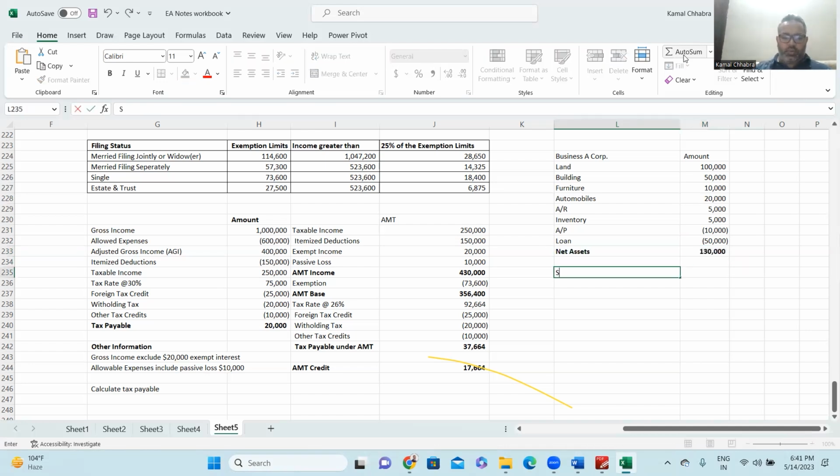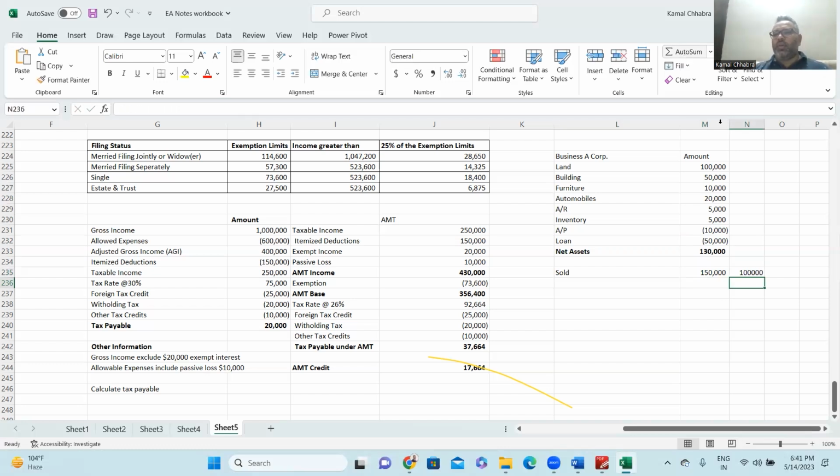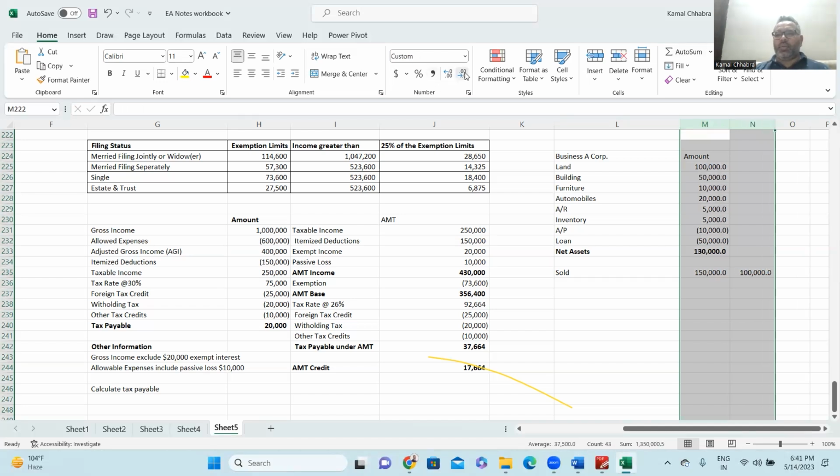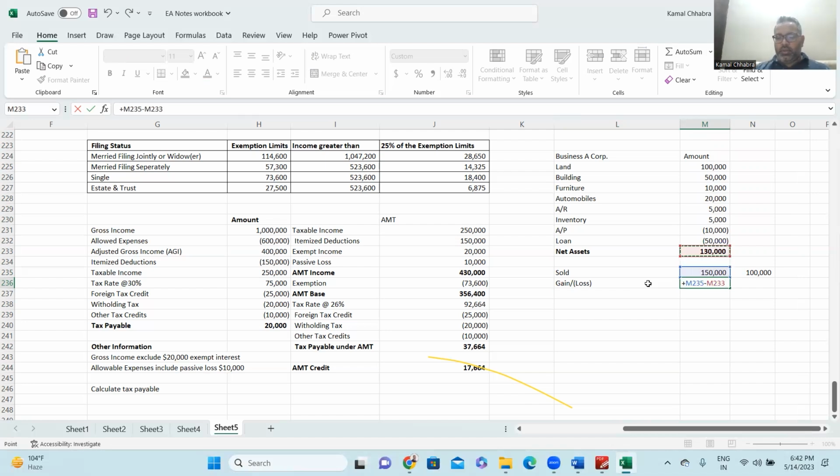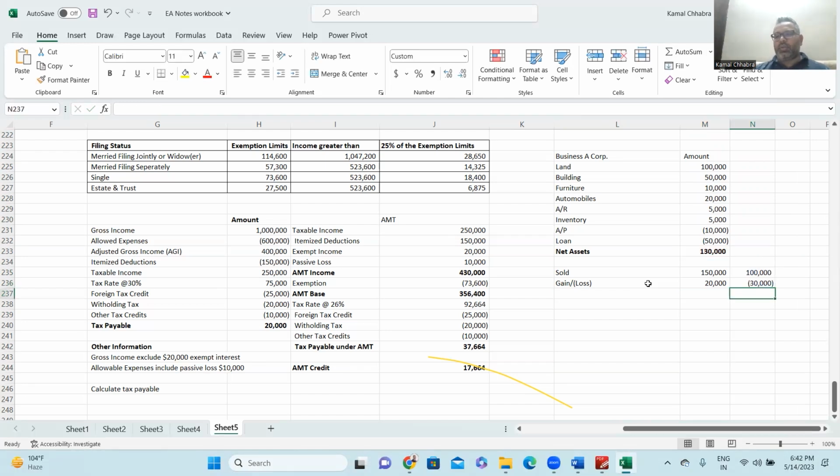Now you have sold the business for $150,000, and in another example, let's say $100,000. Are you guys with me? So in this scenario, how much is the gain or loss? You might say this minus this is your gain, and this minus this is your loss, right? This is what it looks like upfront. Yes, no?